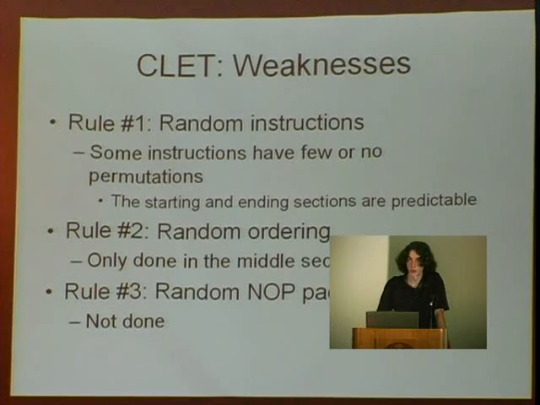Rule number 2, random ordering. Again, they only do it in the middle section. The start and ending sections are totally vulnerable. And rule number 3, random NOT padding. It's not done at all anywhere. And so what this tells us is that basically the starting and ending sections are totally vulnerable to analysis since they're basically not polymorphic at all.